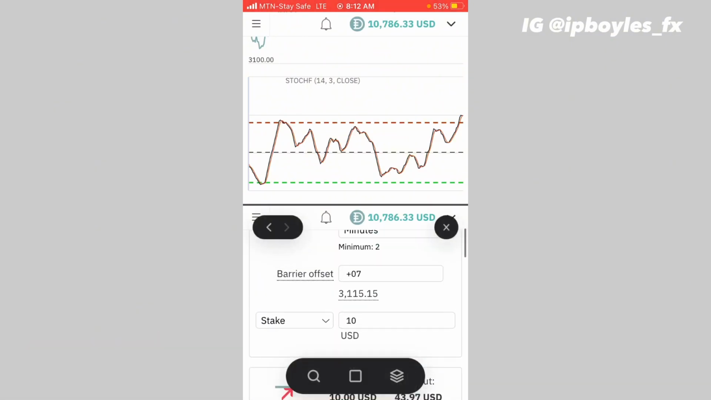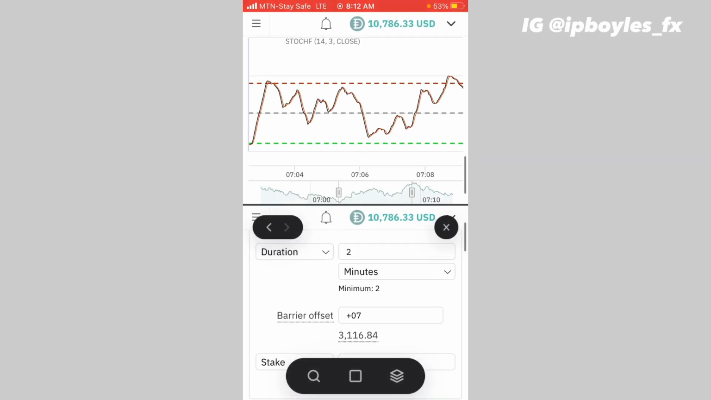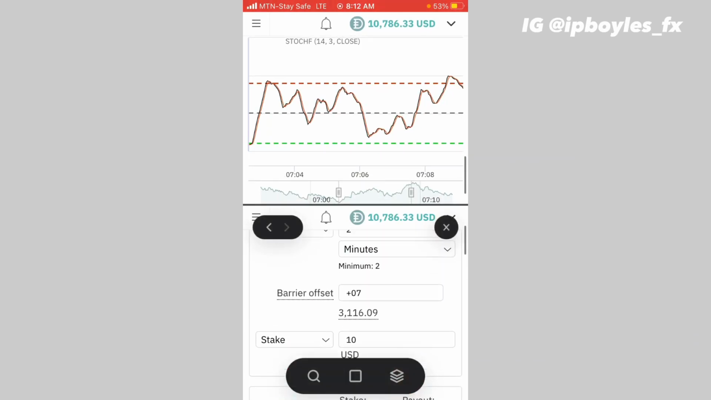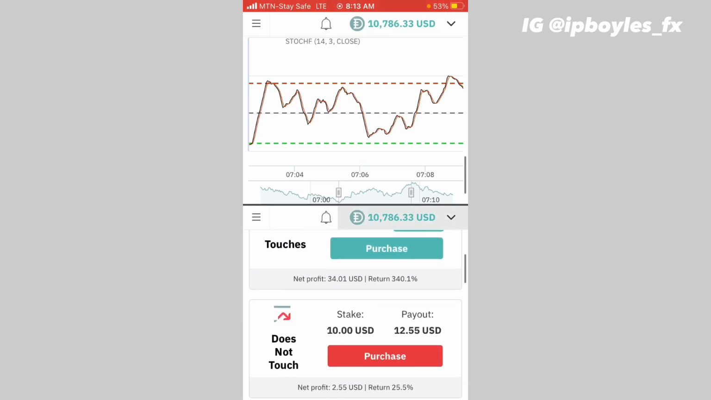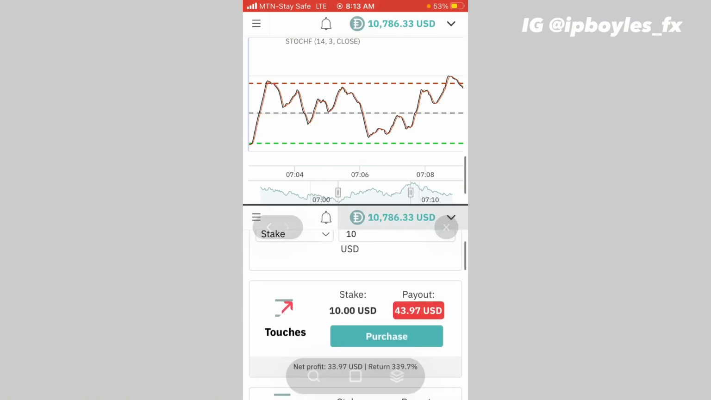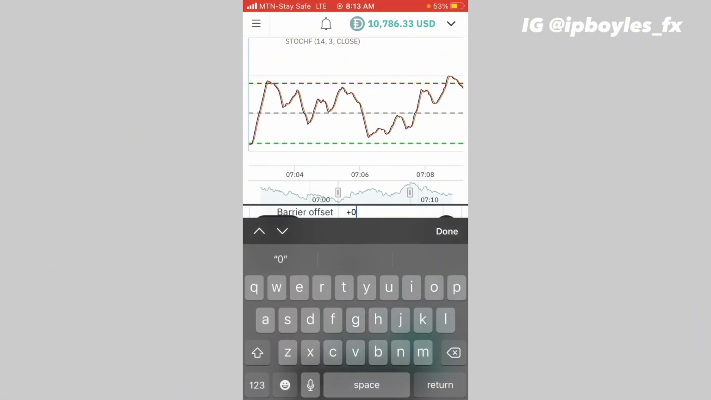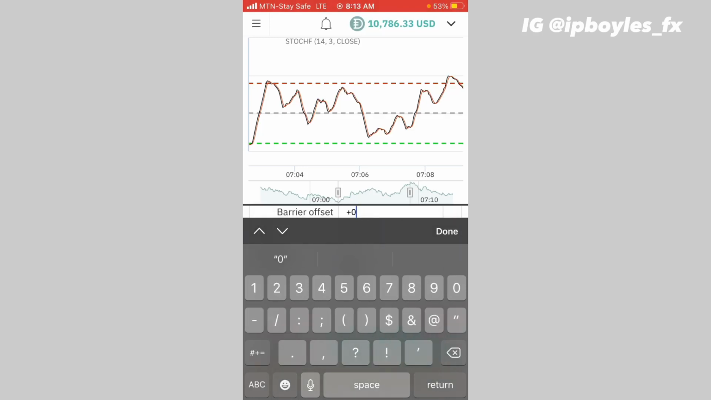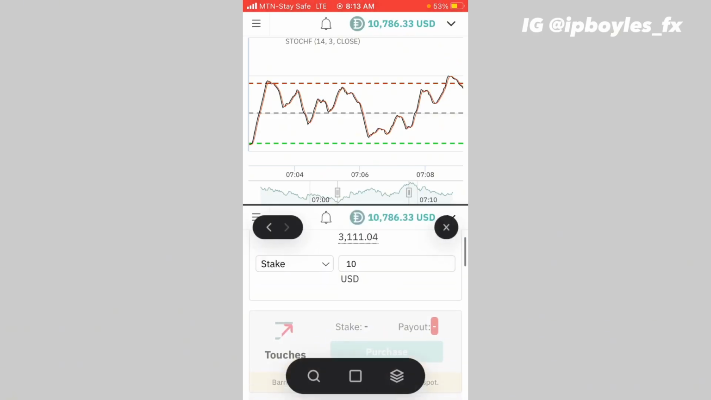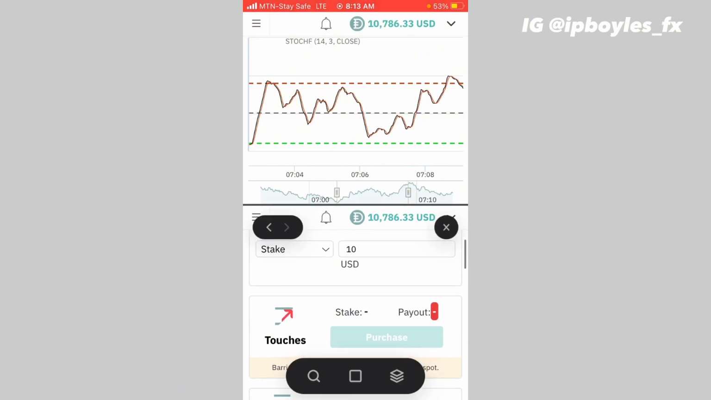So let's go. For setting this up, once we have 2 minutes and everything, you see that none of this will work. It's opposite in direction. Our touch no touch is all about touch clicking. So for us to switch everything over, you have to set your barrier offset on plus 0.7.